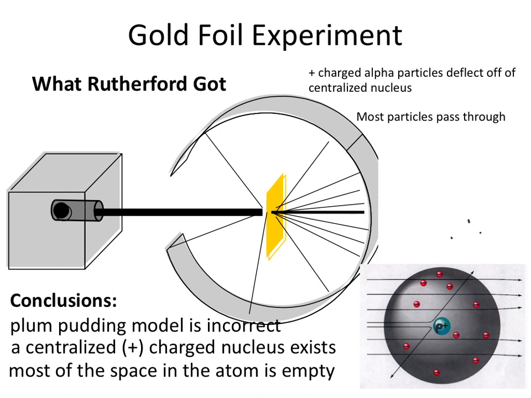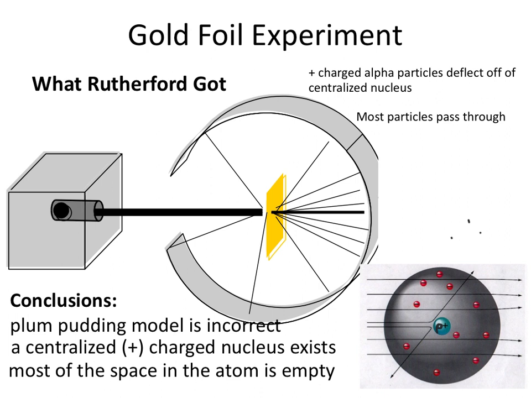However, he also saw deflections at various angles, and he also saw some of the particles basically bounce directly off of something, and be recorded by the front side of the detector. So while he did observe that most of the particles passed through the atoms of the gold foil, there must have been something, or a presence, inside the atom that would allow the positively charged alpha particles to deflect off.